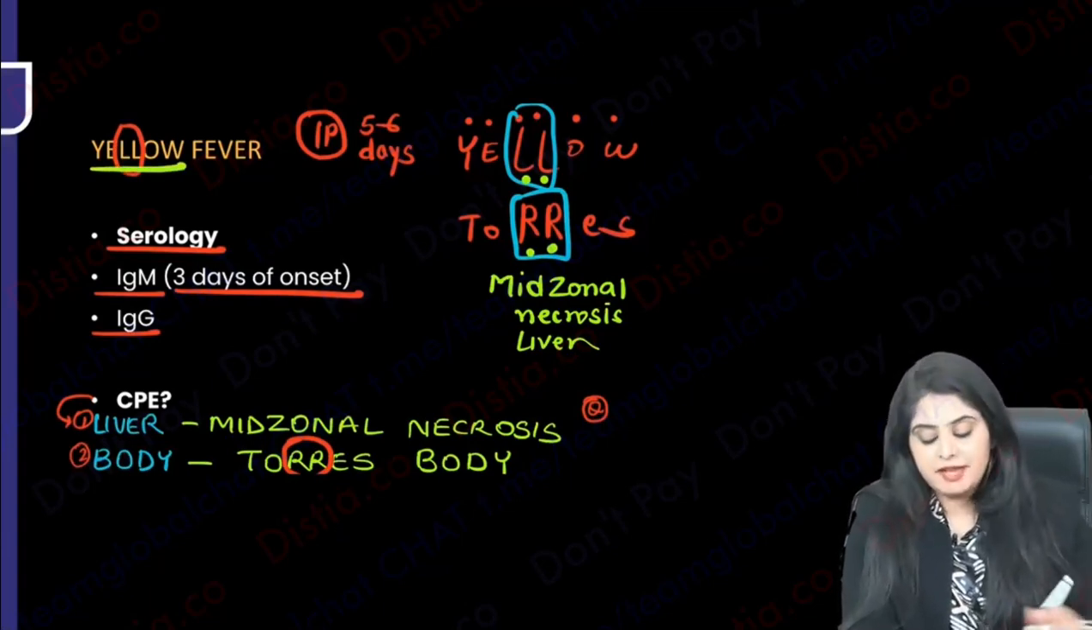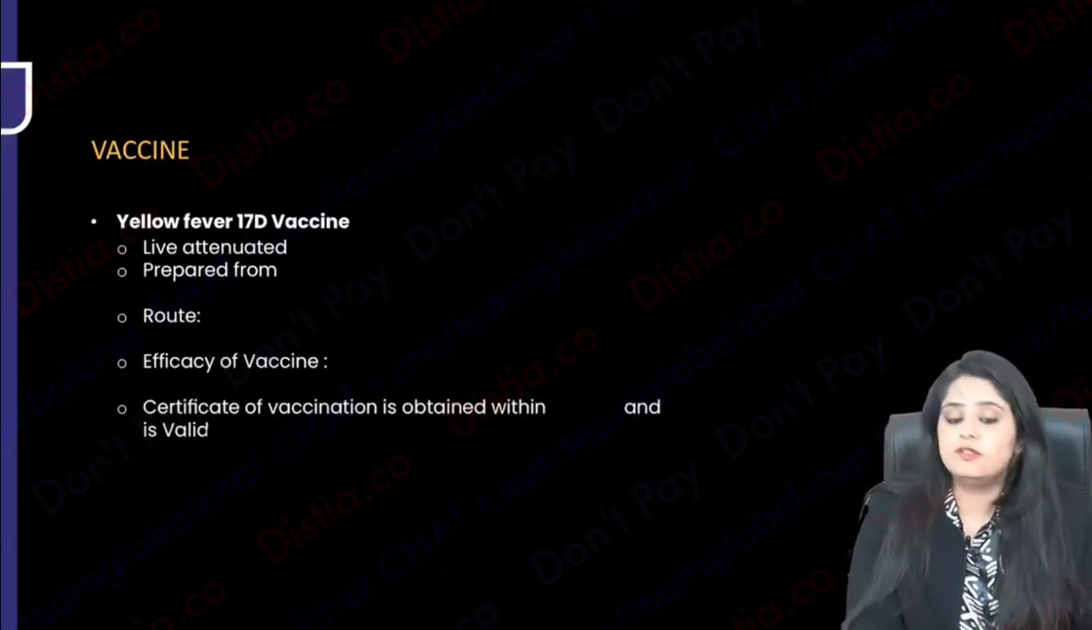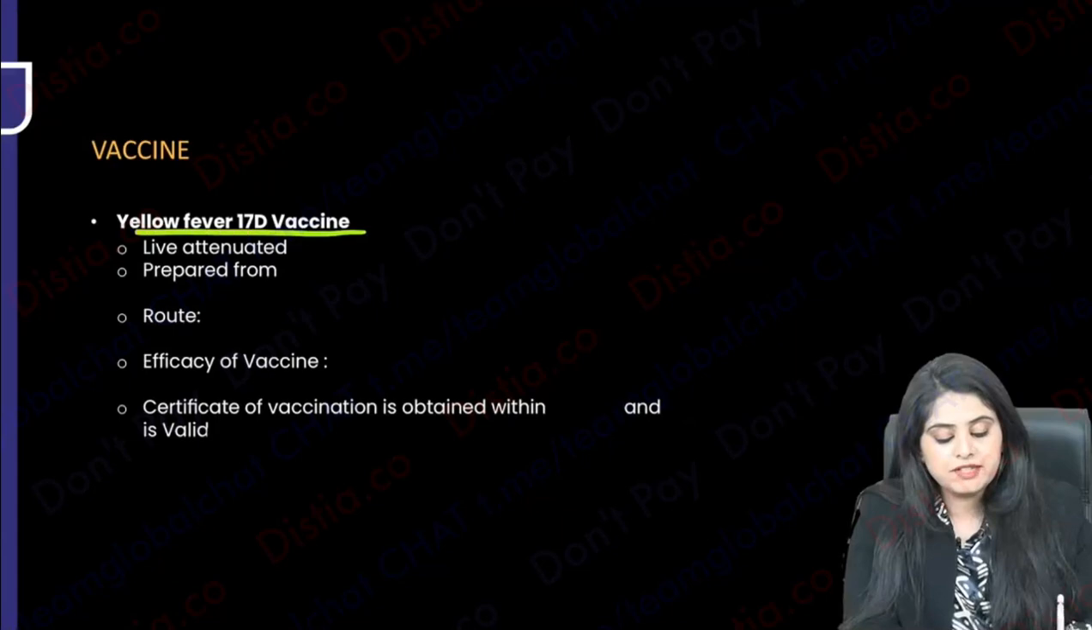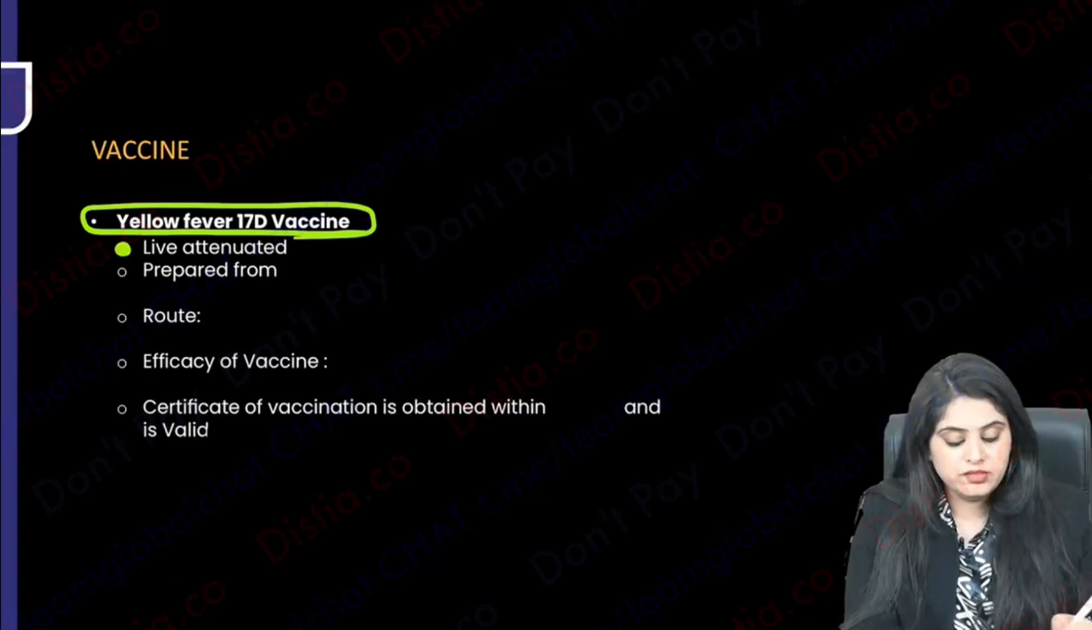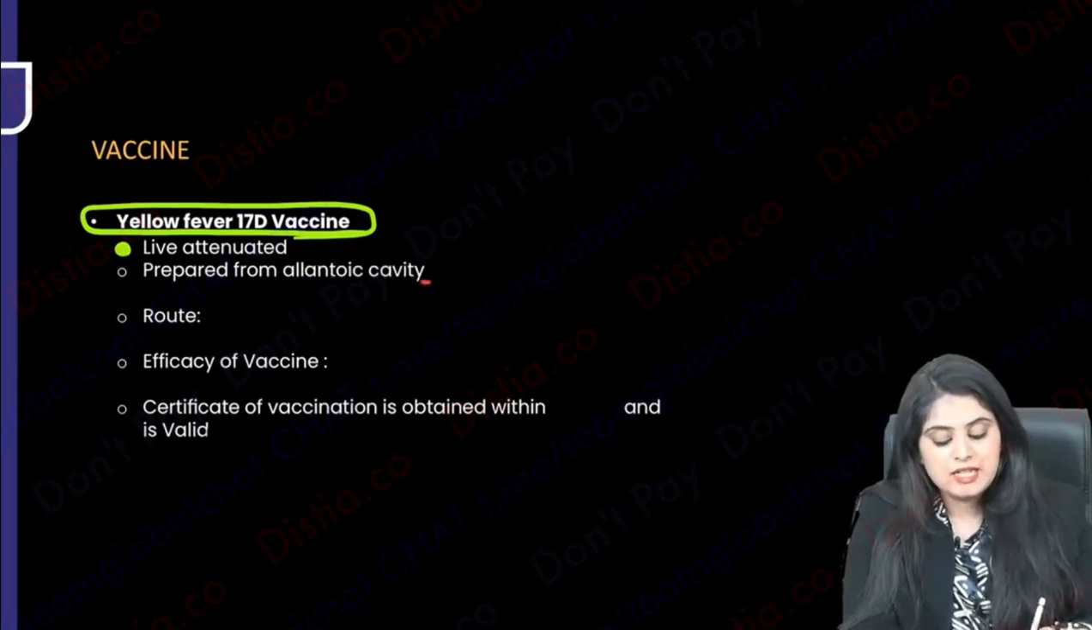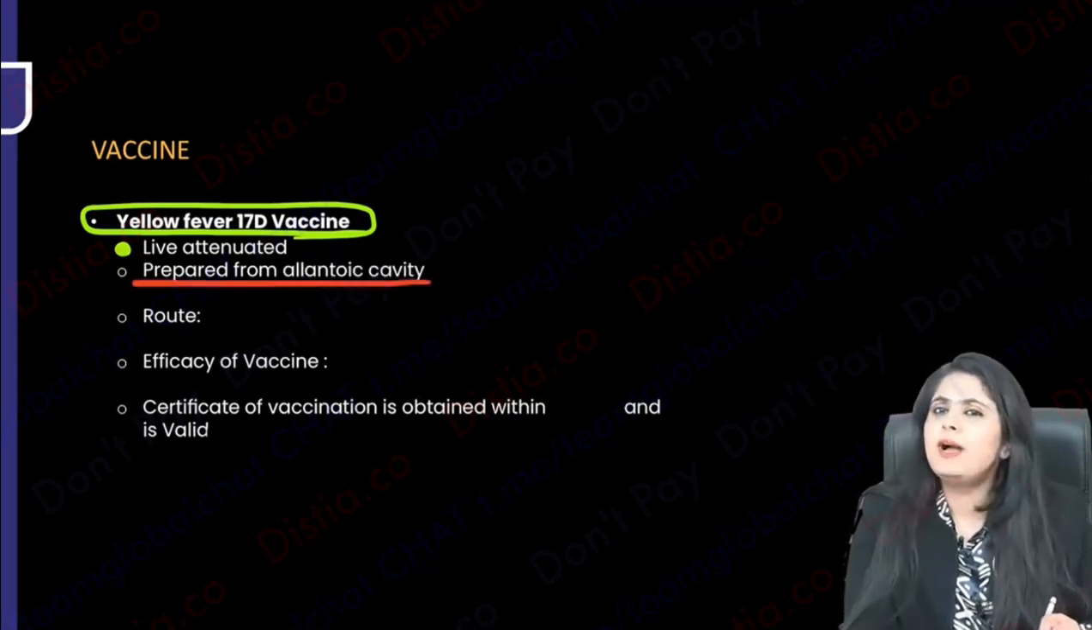You're of course left with the vaccine. Vaccine gets you a lot of questions in PSM. What is the famous yellow fever vaccine that we have? 17D vaccine. So what is it? It is a live attenuated vaccine. How is it prepared? Come on, you know this. It is prepared from the allantoic cavity. So yes, we go back to the first chapter.